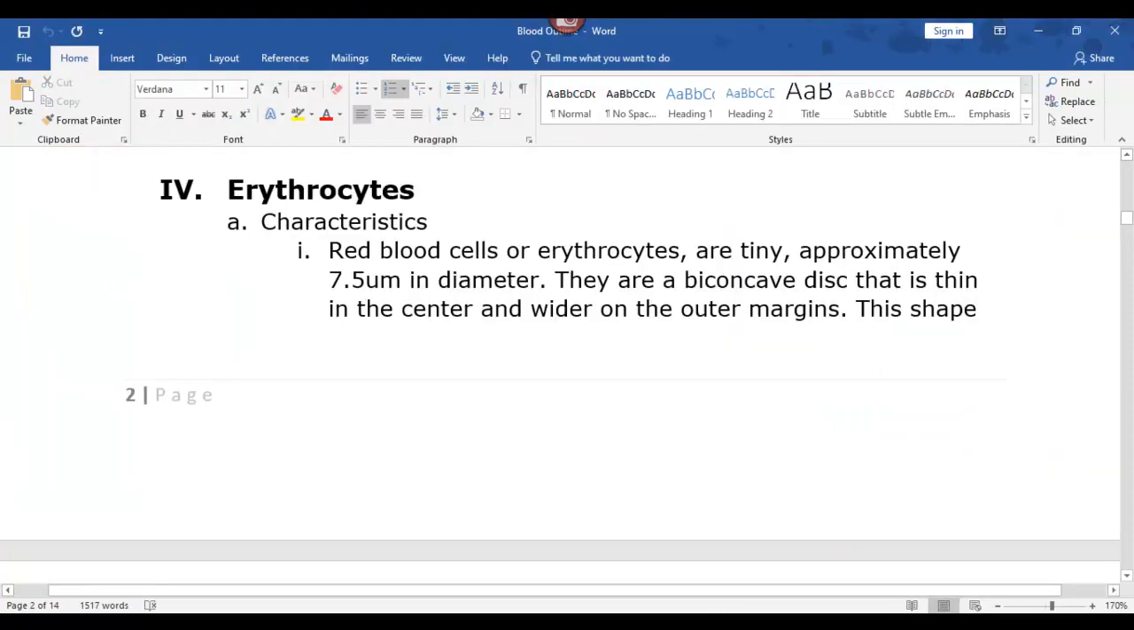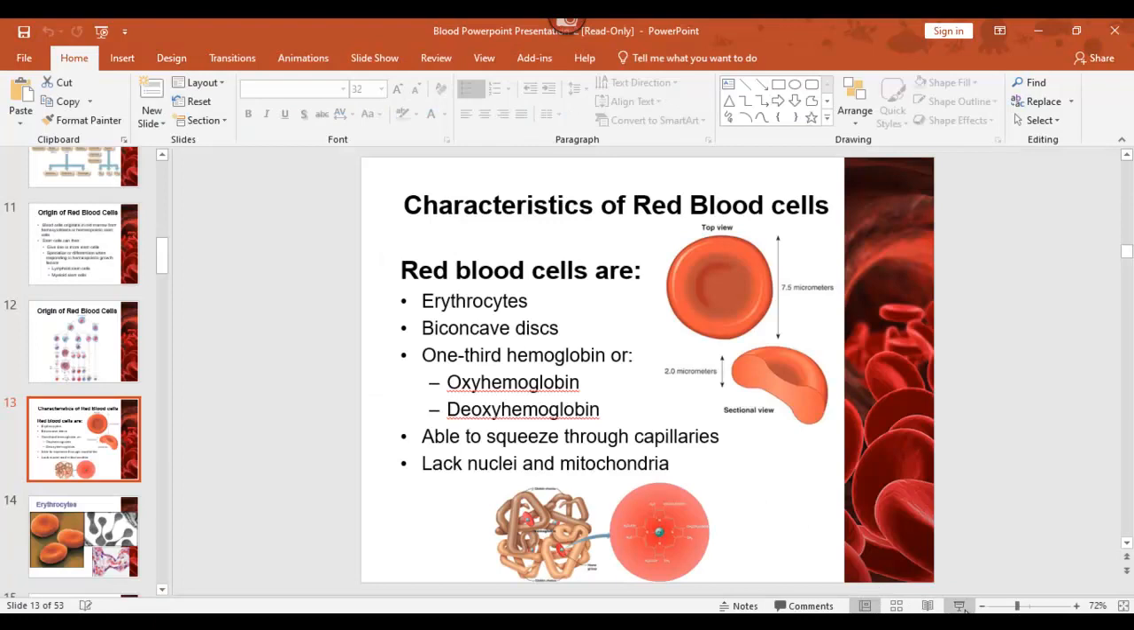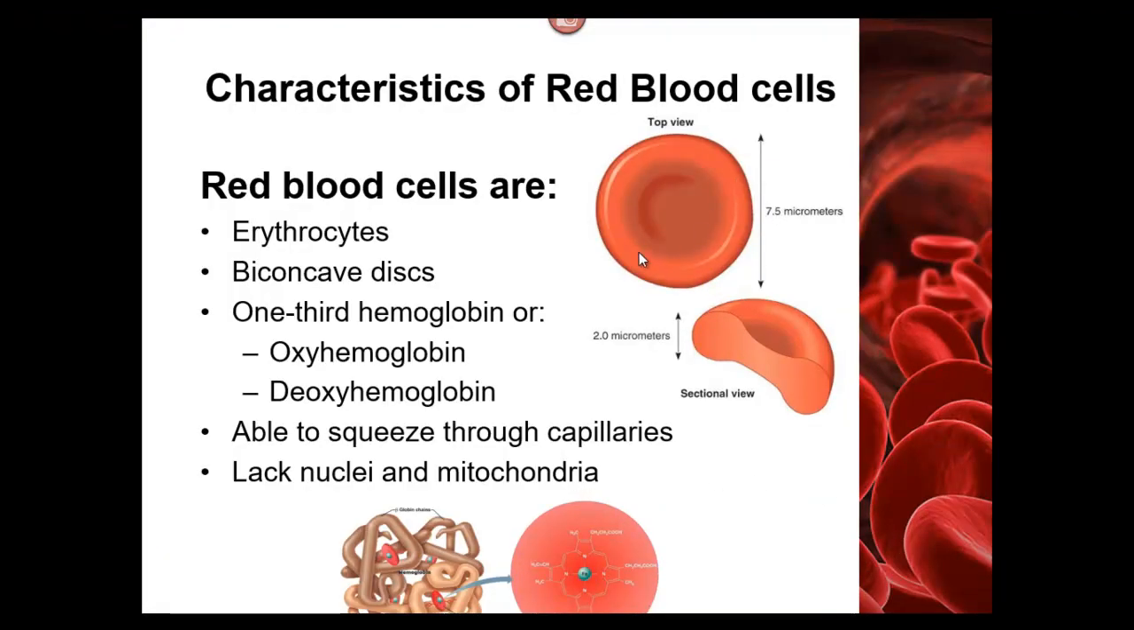So here is, I'm sorry, I'm going to make this bigger. So here's a red blood cell. This structure, the outside is thick, the inside is thin, so that allows them to bend. That shape actually puts hemoglobin closer to oxygen.